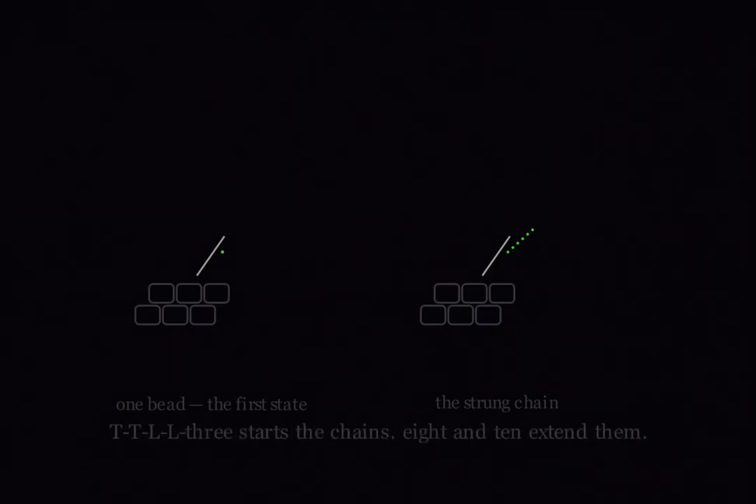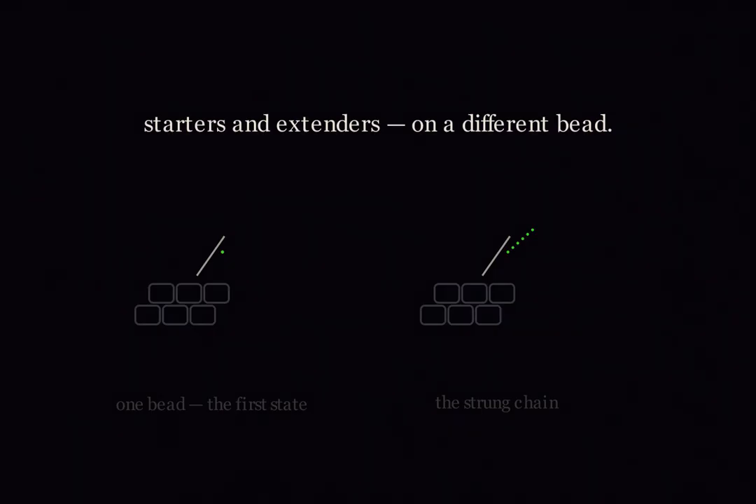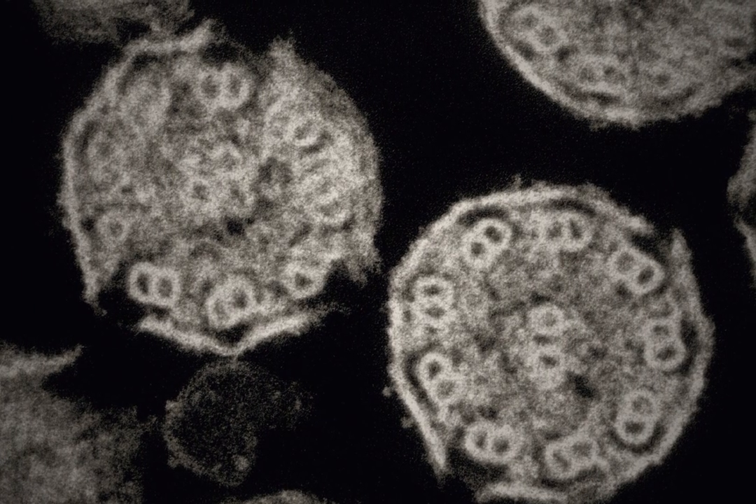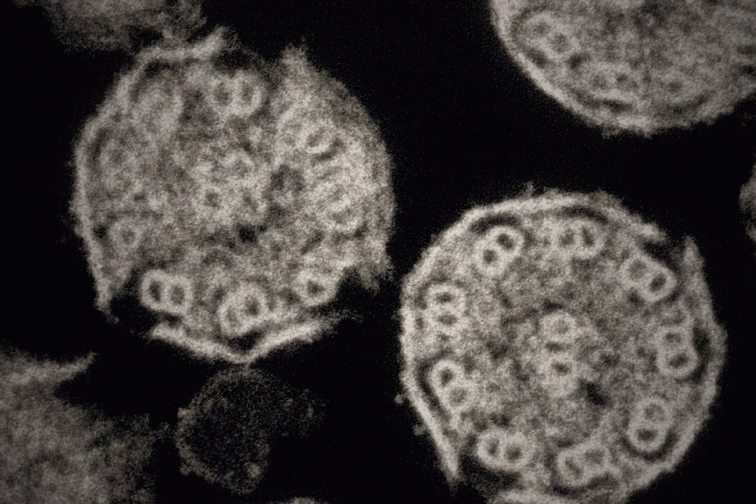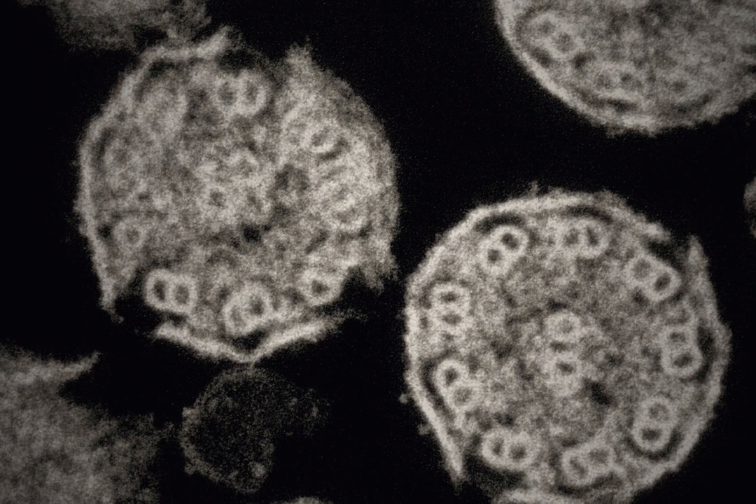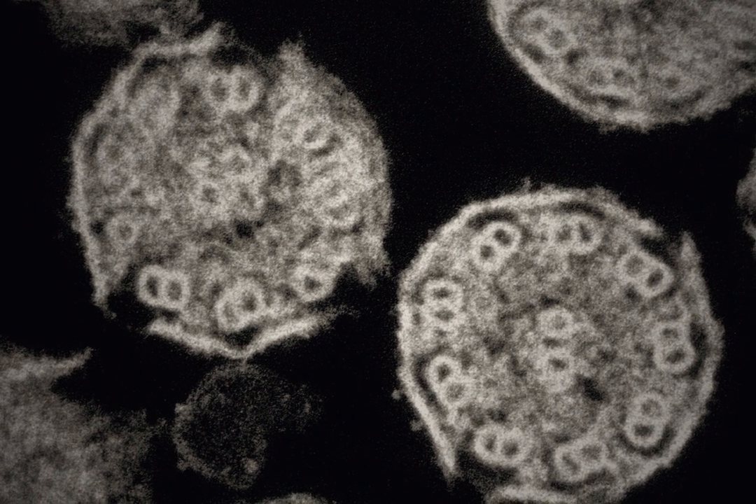TTLL3 starts the chains. TTLL8 and TTLL10 extend them. The division of labor, again, starters and extenders, now laid on a different bead. And the habitat is exact. The axoneme concentrates on the mark.